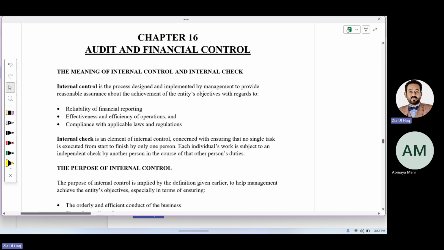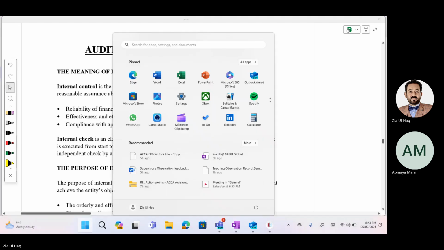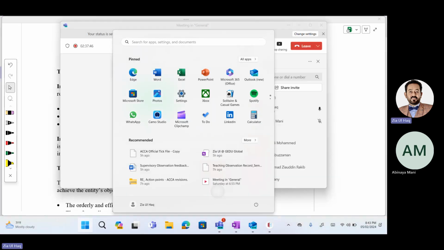That's it for today. We have covered three small chapters today. Chapter 13 was a little bit longer, 14 shorter than 13, and 15 a very small chapter. So see you in the next class with chapter 16. All right.